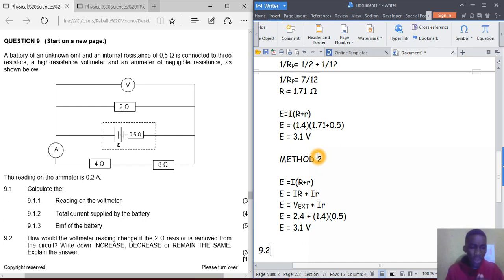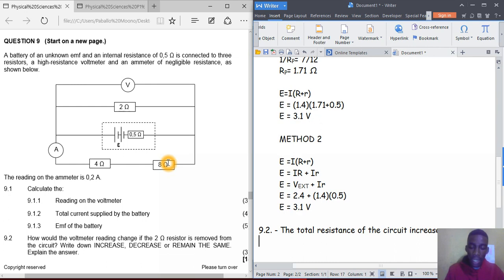9.2: how would the voltmeter reading change if the 2 ohms resistor is removed from the circuit? If this resistor is removed from the circuit, guys, in this question we are going to talk about the current, the voltage, and the resistance. If the resistor is removed, then they are no longer in parallel. The total resistance is this one plus this one, which is 12. So the total resistance of the circuit increases, that's your first point, to grade one mark.